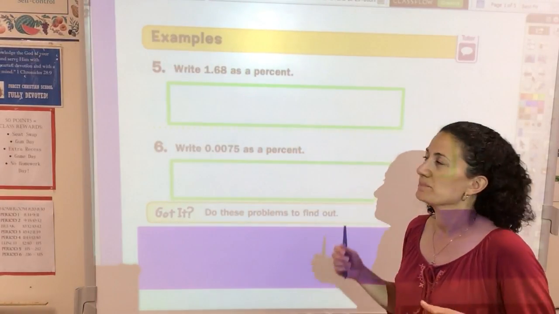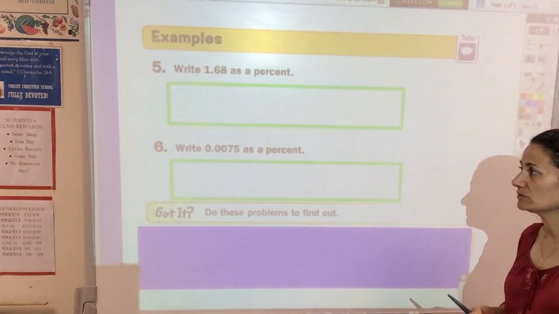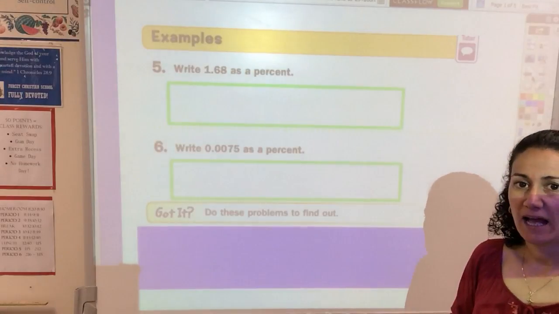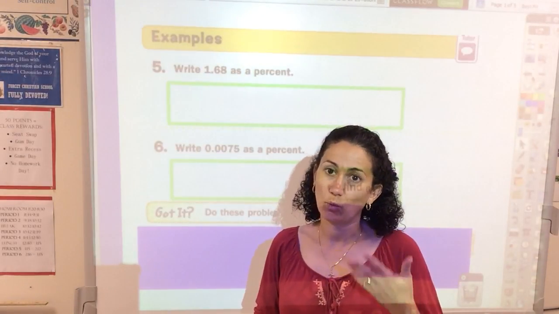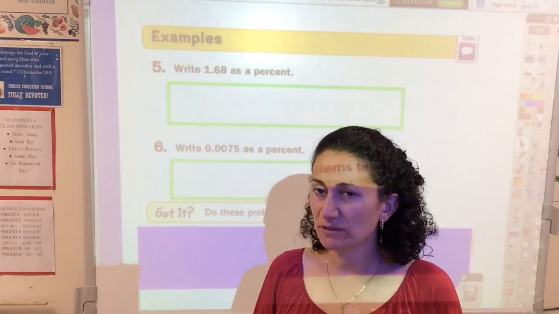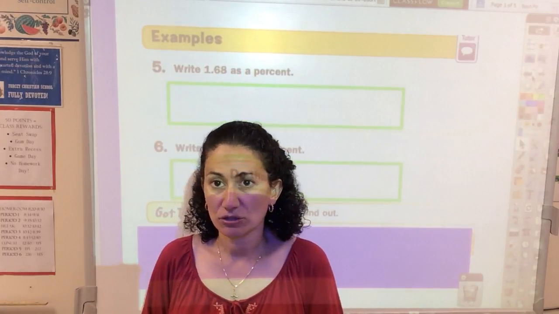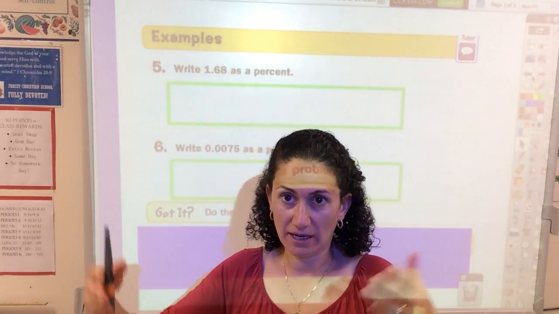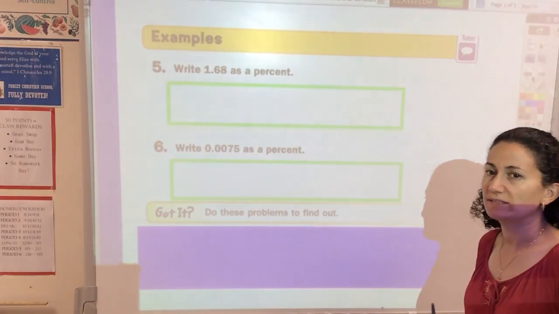Today I'm going to show you how to write decimals and fractions as percents that are greater than 100% or less than 1%. These are unusual types of percents. Most of the time in real life when we see percents, they're out of 100, usually between 1 and 99 or 100%. So these are rare, unusual examples.